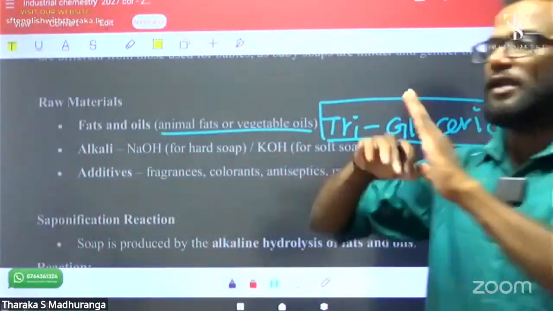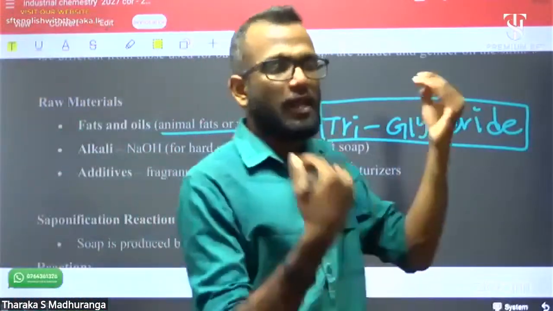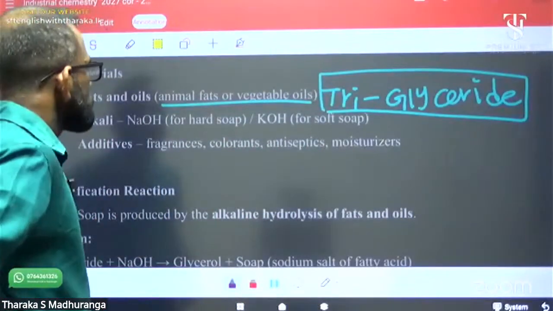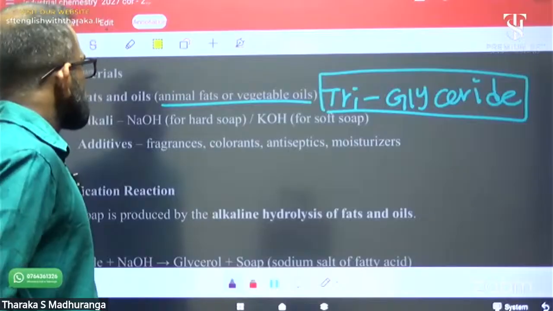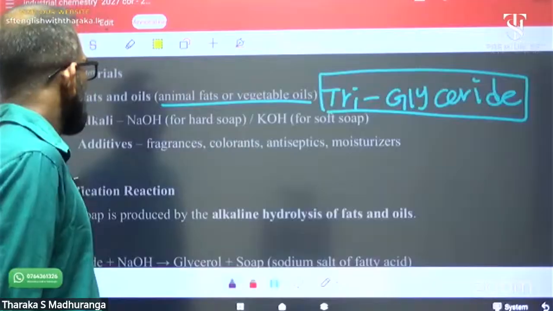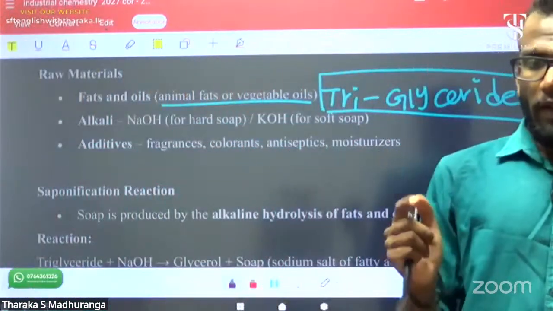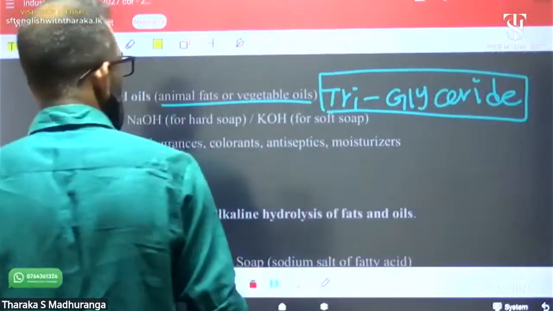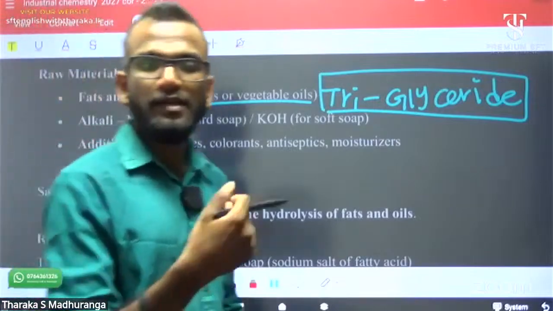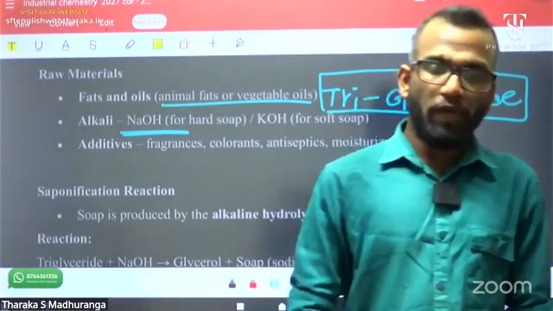Now, what are the main raw materials for soap production? Triglyceride, that can be animal or vegetable oil. Animal or plant oil. And the second raw material is caustic soda. Caustic soda, that we call sodium hydroxide.